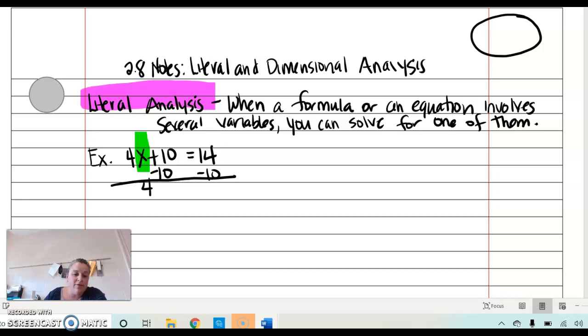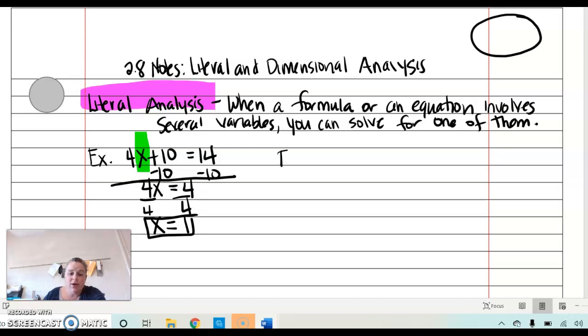And then I have left 4x equals 14 minus 10 is 4. Here's my variable x multiplied by 4, so we got to divide by 4. So I get x all by itself is equal to 1. And then, of course, we would double check our work, okay? But in this case, we only had one variable to solve for, or one variable to pick from. We wanted to know what was that variable.